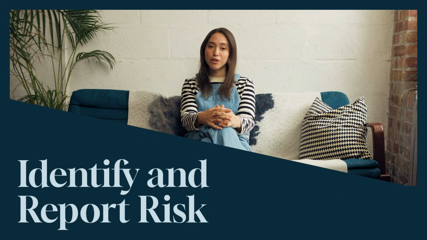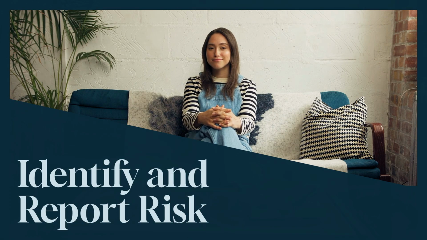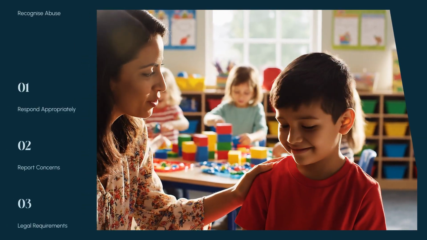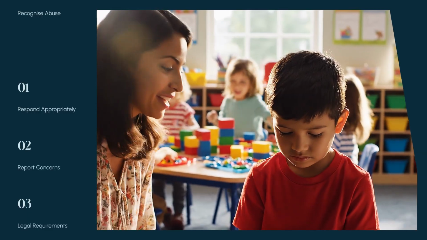Welcome to CHCPRT 025, Identify and Report Children and Young People at Risk. In this unit, you will learn how to recognize signs of abuse and neglect, respond appropriately, and report concerns in line with legal and organizational requirements.